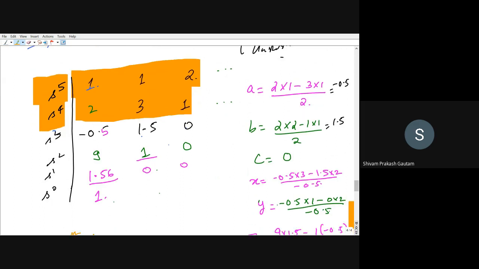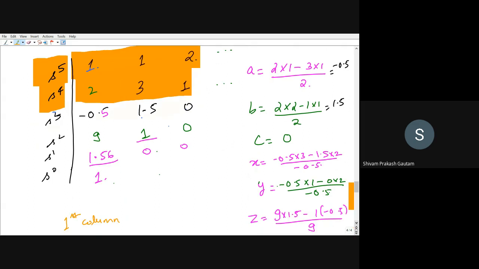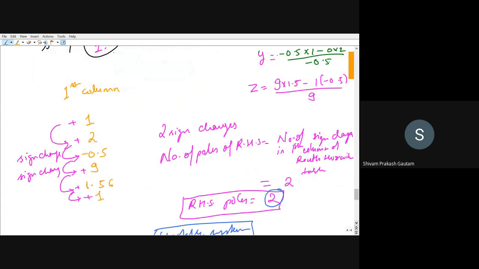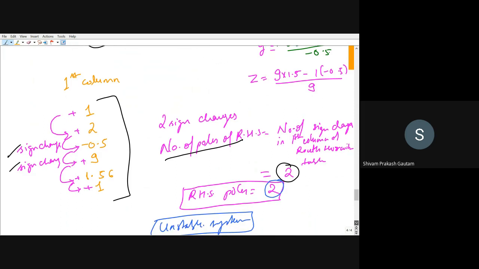After forming the Routh table, you have to take a closer look at the first column of the Routh table. For proper understanding, you can rewrite this first column separately, and you can see I have written it here separately. What I'm doing is observing whether there are any sign changes in the first column. As you can see, there are 2 sign changes. The number of sign changes gives you the number of right hand side poles. So there are 2 sign changes, which means 2 poles are on the right hand side. So our system is an unstable system.